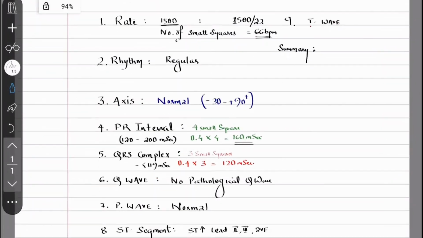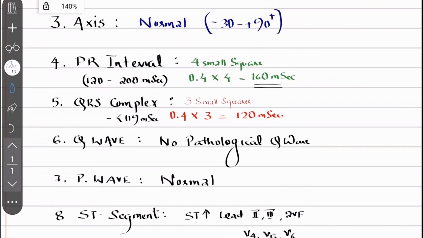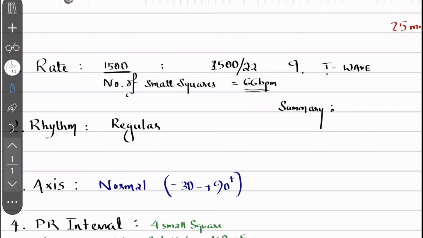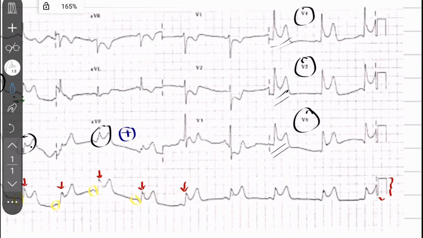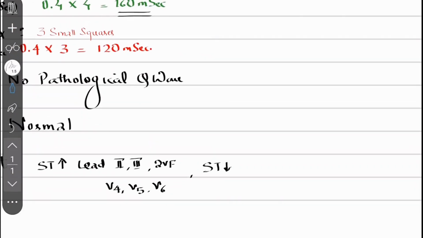Okay, is any depression shown in any of the leads? So we should see whether there is any ST segment depression. Yes, of course, in V1 there is ST segment depression. In V2 the ST segment is depressed, and in V3 the ST segment is also depressed. So in V1, V2, and V3, the ST segment is clearly depressed.